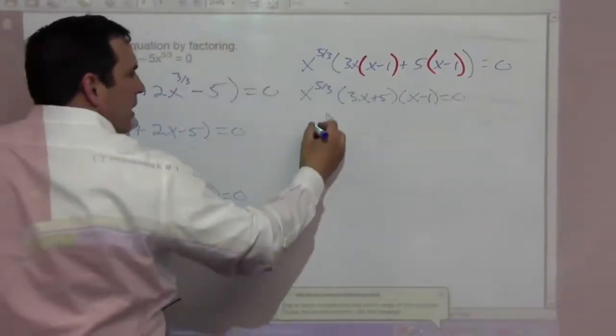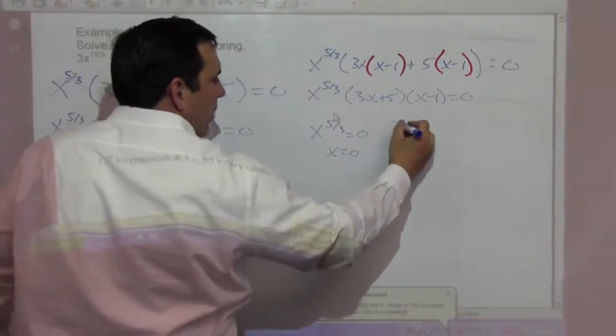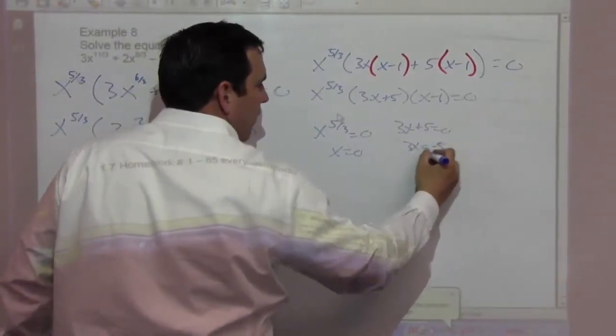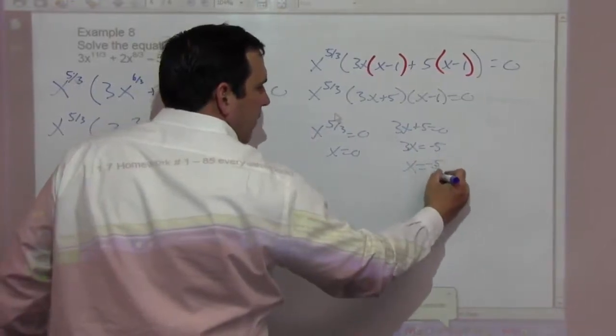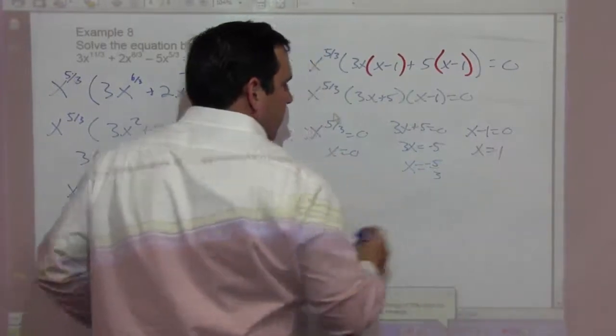So if you set each factor equal to 0, x could be 0. 3x plus 5 equals 0, so 3x equals negative 5, or x equals negative 5 thirds. x minus 1 equals 0 means x equals 1.